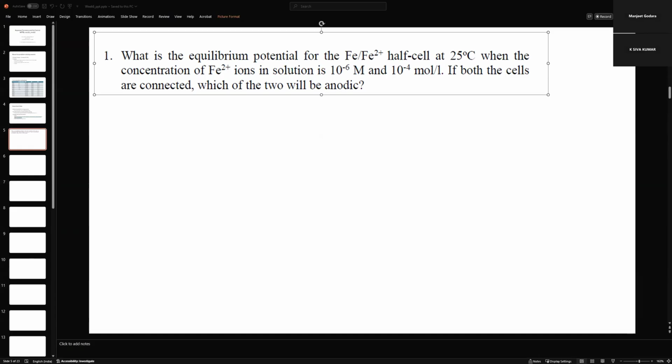So the first question is, what is the equilibrium potential for the Fe equals Fe2+ half cell at 25 degrees centigrade when the concentration of Fe2+ in the solution is this and this? If both cells are connected, which of the two will be anodic?